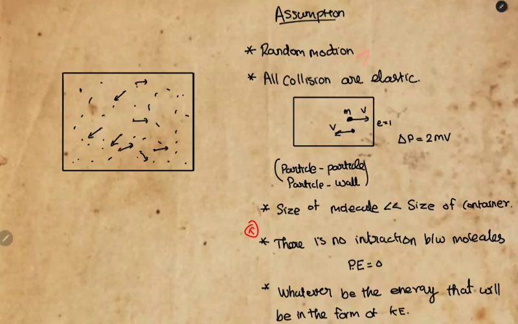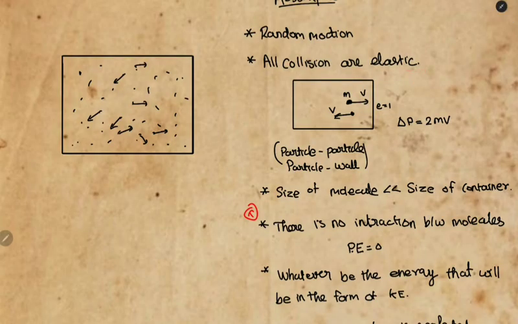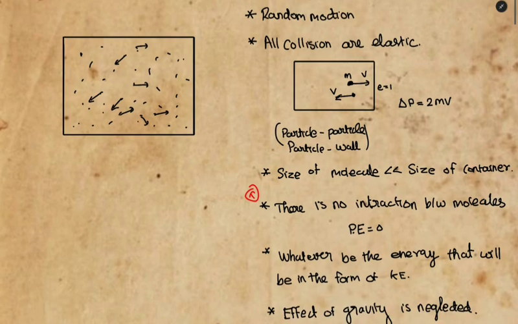All the particles have random motion. Like there are a lot of particles here, and this one will go in this direction, and there is a kind of random motion happening here, and all collisions are elastic. Elastic collisions mean that during the collision it doesn't lose its energy. That's basically called elastic collisions. Okay, and delta p will be equal to 2mv, which means the change in momentum is basically 2mv.